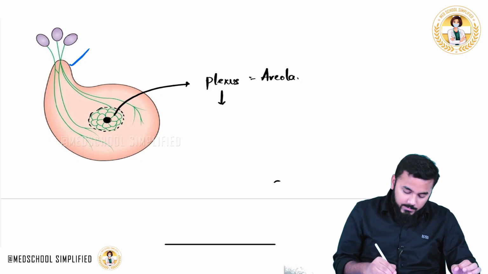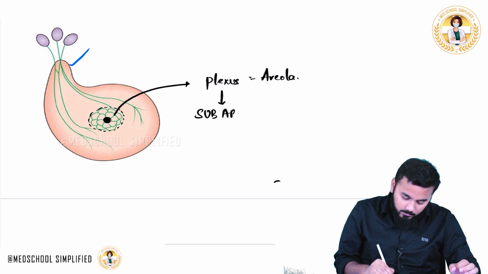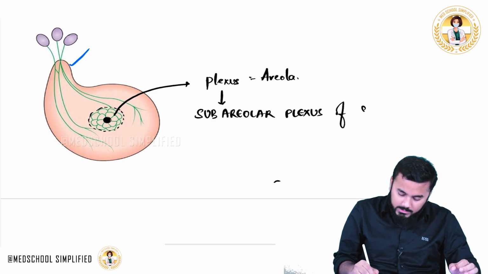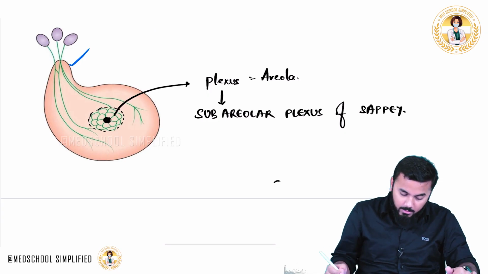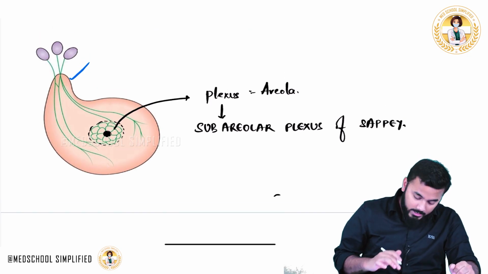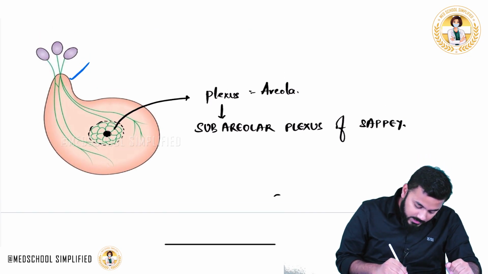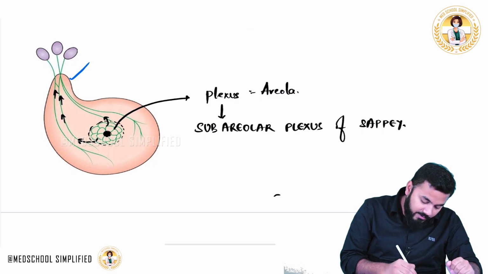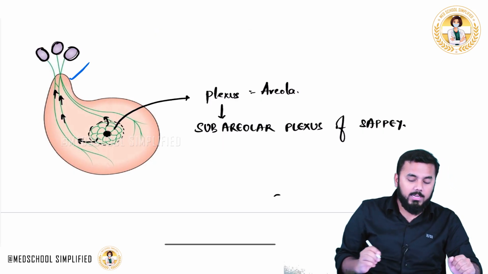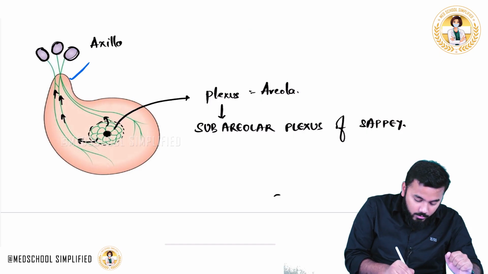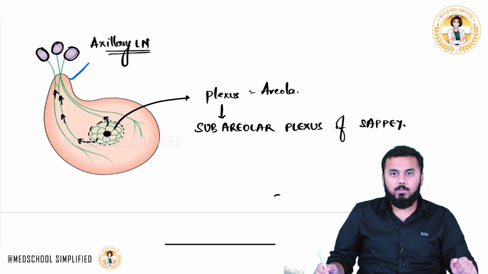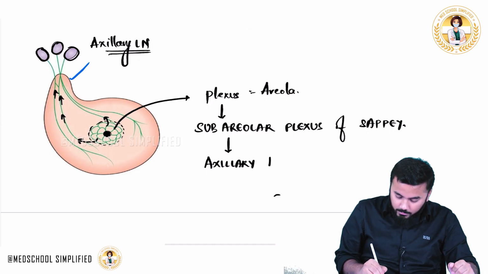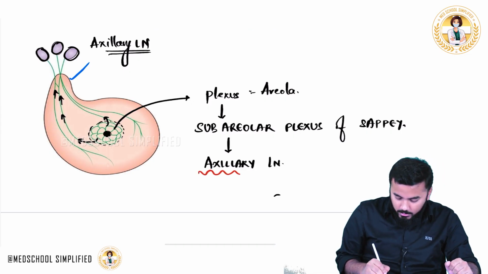Subareolar plexus of Sappi. Okay, you look here, guys. If you look at the picture, this subareolar plexus of Sappi is draining into some lymph vessels here. And these lymph vessels are going all the way up and finally draining into a group of lymph nodes. And what are these lymph nodes? They are called as axillary lymph nodes. Okay, so finally, where are they draining? They are draining into axillary lymph nodes.